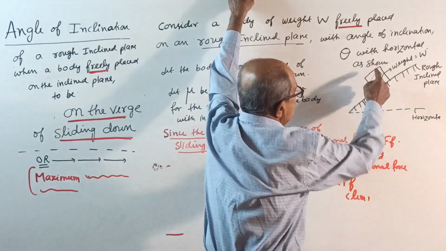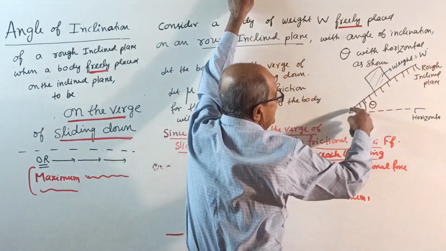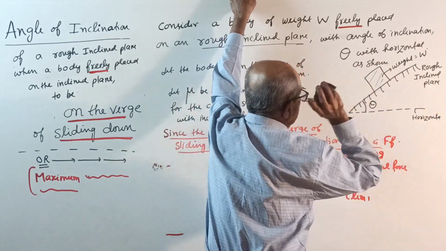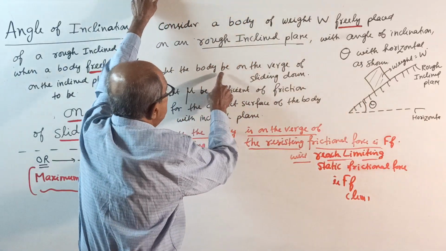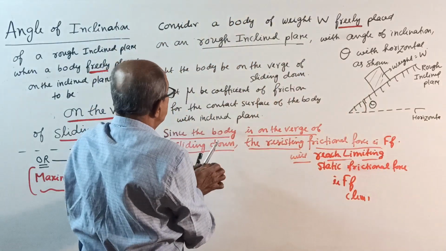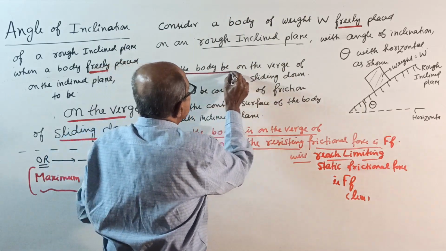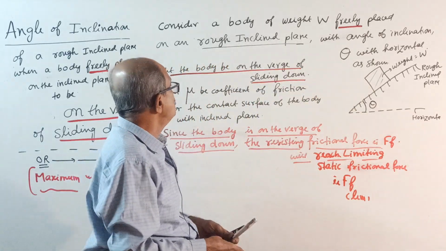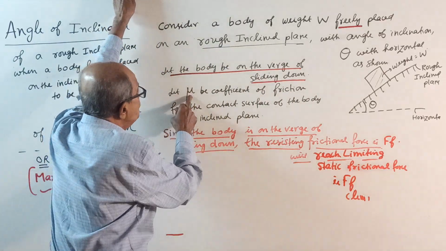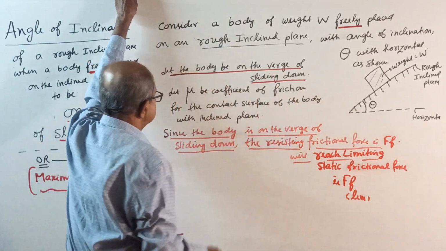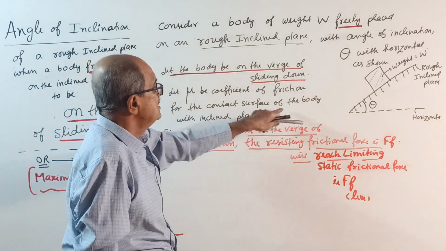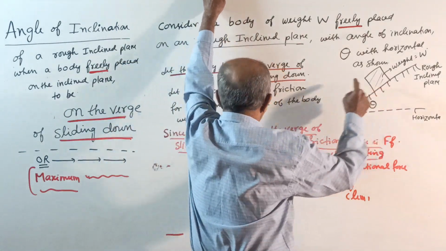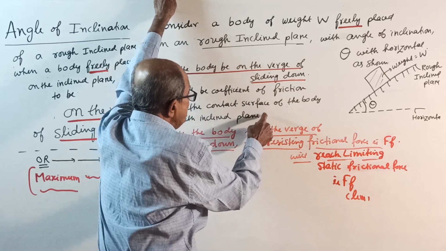As shown, this is a rough inclined plane, a body of weight W is placed here, angle theta with horizontal. Then, let the body be on the verge of sliding down. Very important, because our discussion is when the body is on the verge of sliding down. Now, let mu be the coefficient of friction for the contact surface of the body with the inclined plane.